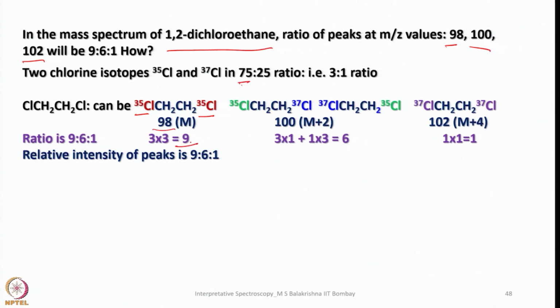And here we have two combinations. One is 35Cl and 37Cl, the other one is 37Cl and 35Cl. So now we have 3 into 1 plus 1 into 3, that equals 6. And then we have both of them 37Cl, that is 1 into 1, which is only 1. So this gives the ratio 9:6:1. So we can tell the peaks at 98, 100 and 102 will be in 9:6:1 ratio because of the possible molecules having this type of distribution of isotopes in these three different types of molecules.